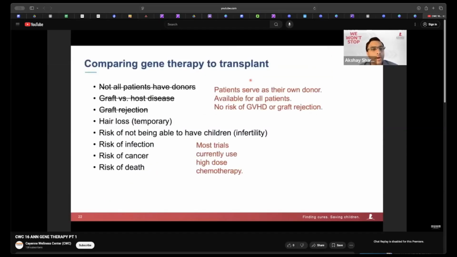Now, I told you earlier that there are some problems with bone marrow transplant and how gene therapy can fix at least the first three problems because every patient can potentially serve as their own donor. You don't have to find a donor. But the problems listed here on the bottom still remain. Most clinical trials and most gene therapy products still require you to take high dose chemotherapy. And this chemotherapy can cause hair loss, infertility, infection, cancer, death. All those things can still happen. But more than that, we run the risk of having some unknown risks.